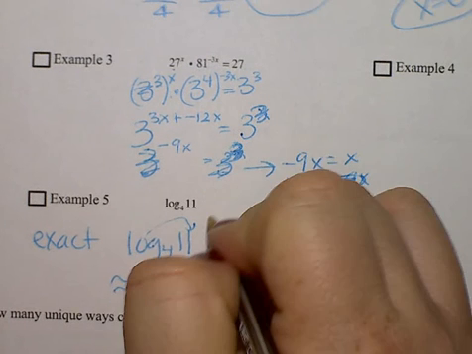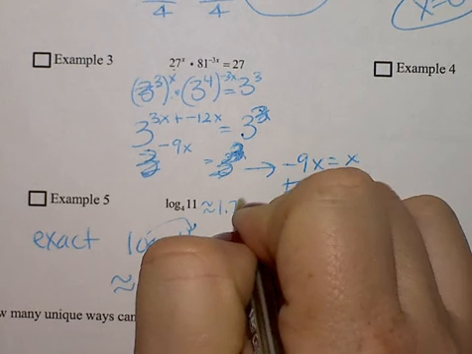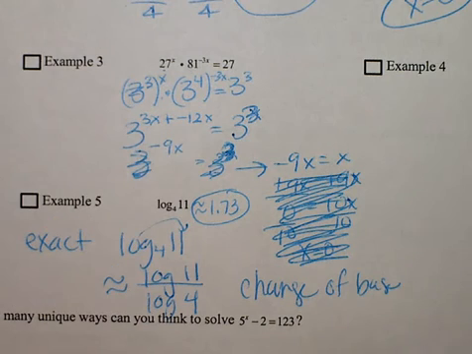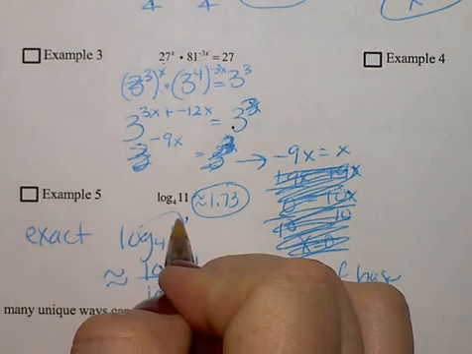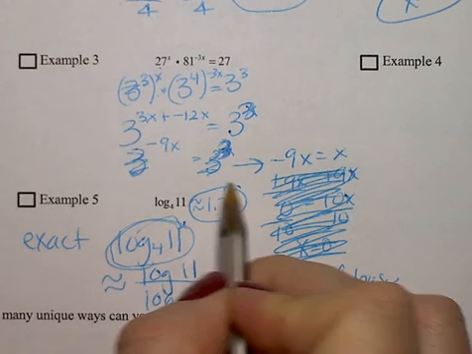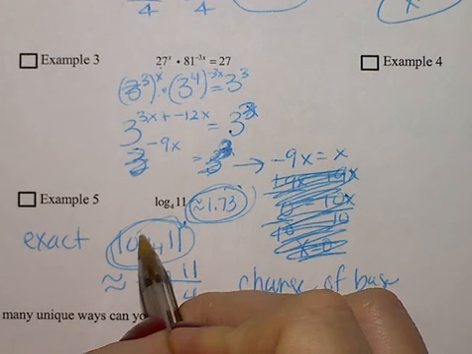So yes, there is an answer here, but it's irrational. It's an ugly decimal. So if they said, what is the exact? This would be the exact. The estimated would be this answer. Exact and estimated. Okay, come down below.